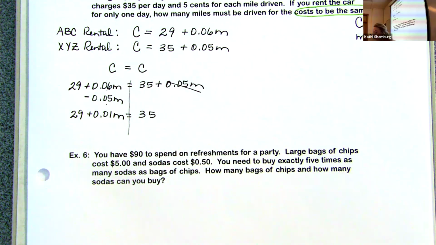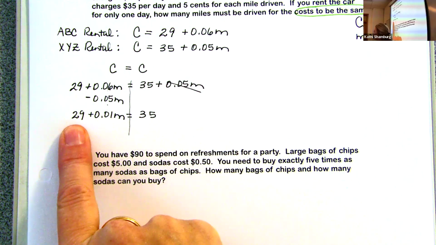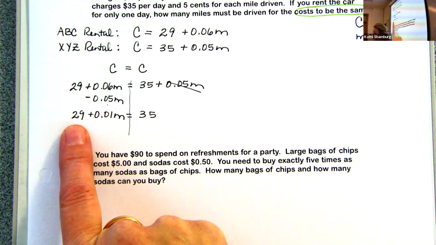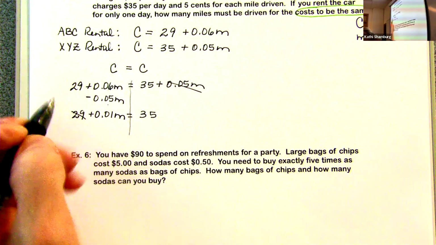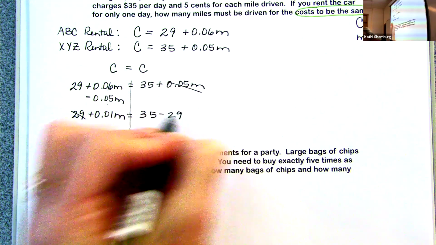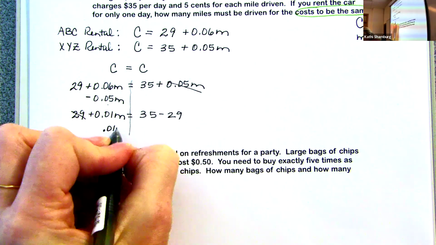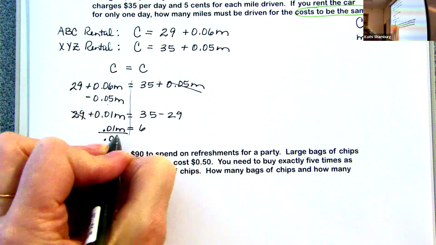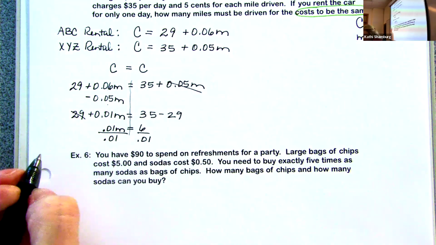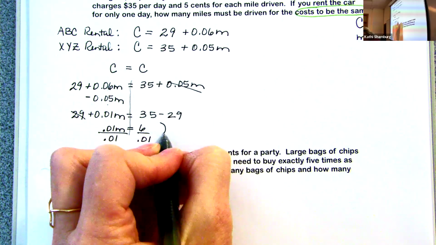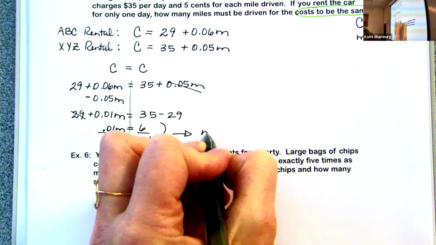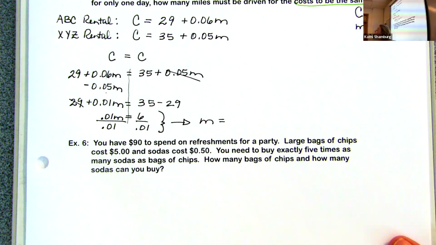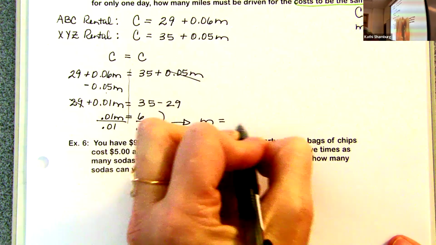All right, so we're solving for M. So now I need to get rid of this standalone number or constant. How do we move the 29? So I'm going to subtract it. So I have 0.01 M equals, that's 6, and divide by 0.01, both sides. What does that give you? And 600 what? Miles.